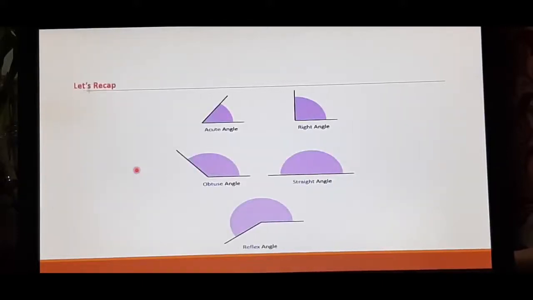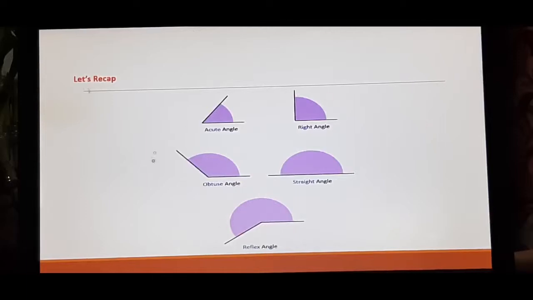So let's recap now all the angles. This is acute angle, which is less than 90 degrees, or we can say 0 to 90 degrees. Then right angle, which is exactly 90 degrees. Obtuse angle, which is greater than 90 but less than 180 degrees. Then we have straight angle, which has an exact measurement of 180 degrees. Then reflex angle, which is greater than 180 degrees but less than 360 degrees. So this is how it is represented.